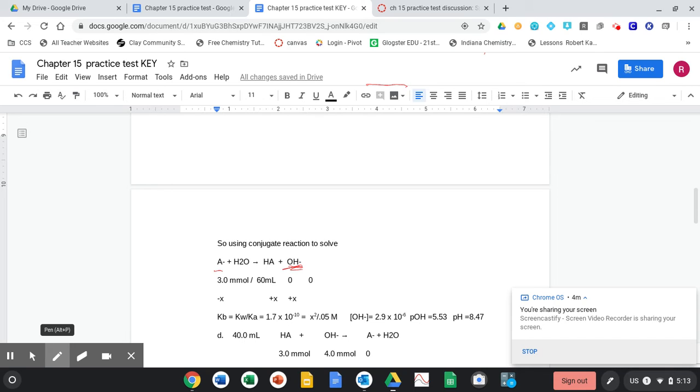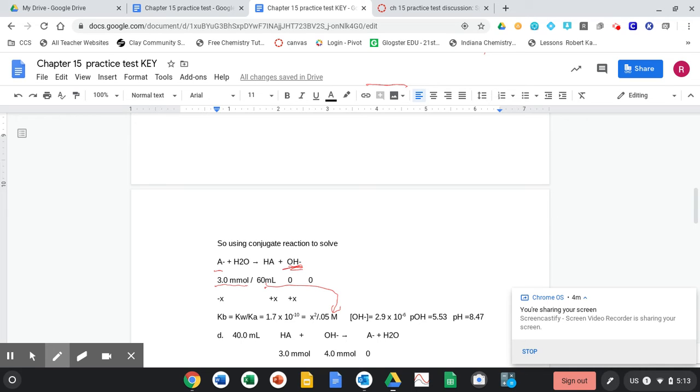And so you have 3 millimoles of A minus. Go ahead and change that over to concentration at this point. So I added 30 milliliters of acid, 30 milliliters of base. So I'm at 60 milliliters total volume. And so I divide that by the 60 milliliters. And 3 divided by 60 gives me 0.05.